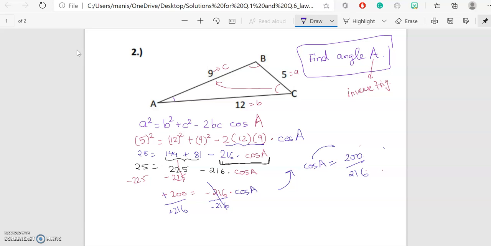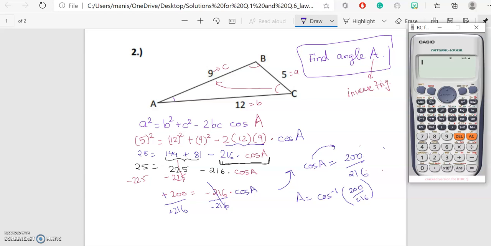And at this place you will use your inverse trigonometric function to find your angle A. It will be cosine inverse of 200 over 216. So I will again pull out my calculator and type this in the calculator. This is your second cosine inverse.